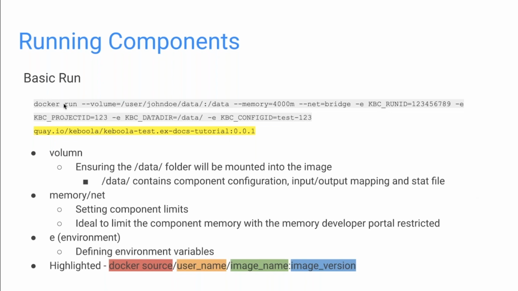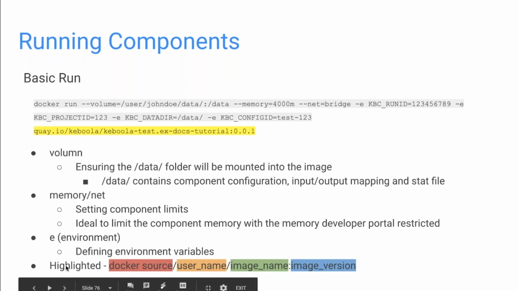Okay, so let's look at this code again. There's docker run. We're mounting the data folder in here. We're defining the memory usage. Bridge. E means environment. This is going to be the run ID, project ID, the data directory, and config. And at the very end, the highlighted part is telling Docker what Docker image to run.